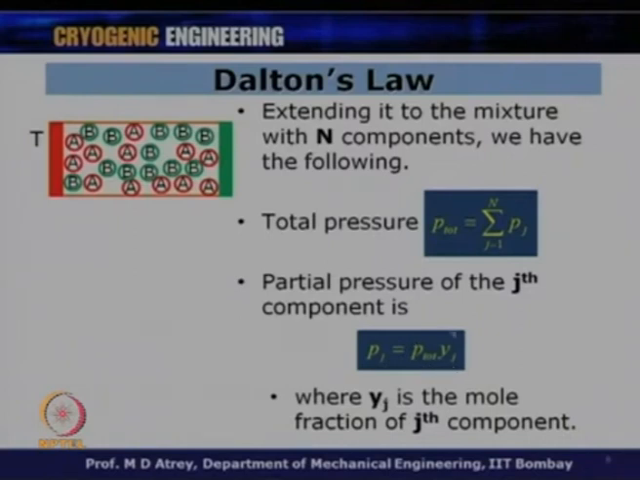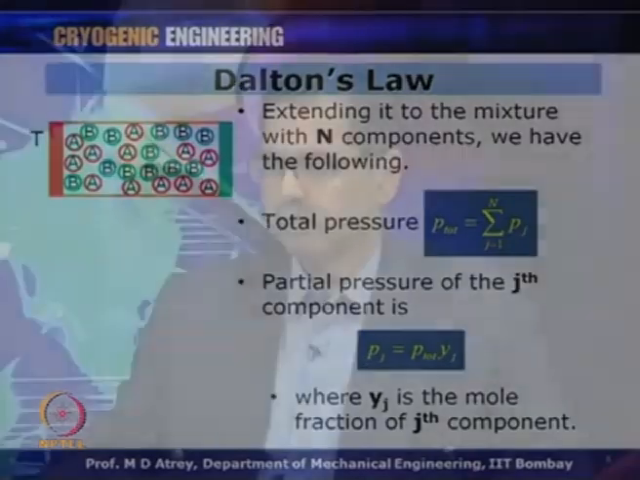So, depending on the value of the mole fraction of the jth component and the total pressure of the mixture, you can compute the partial pressure of the jth component, where Yj is the mole fraction of the jth component. So, one can find the partial pressure depending on the mole fraction, and if we know the partial pressures, we can find the total pressure of the mixture.